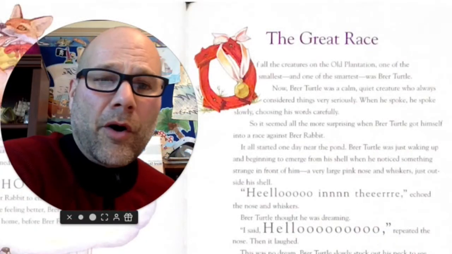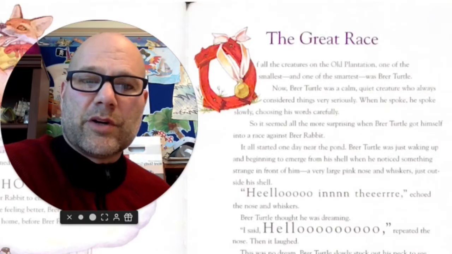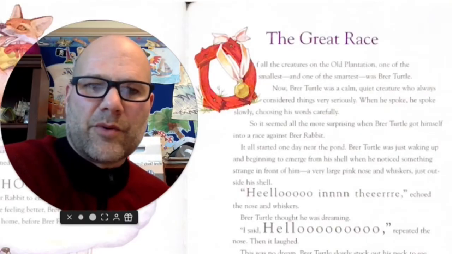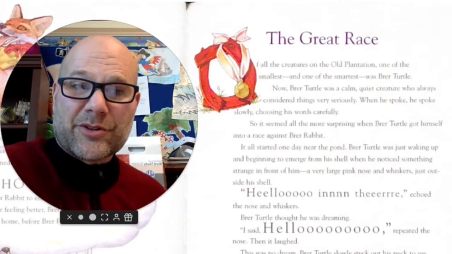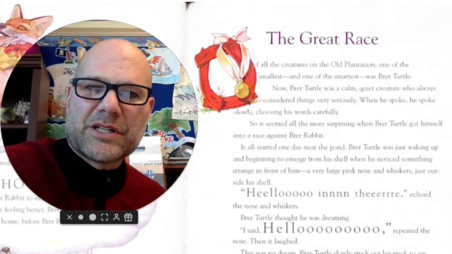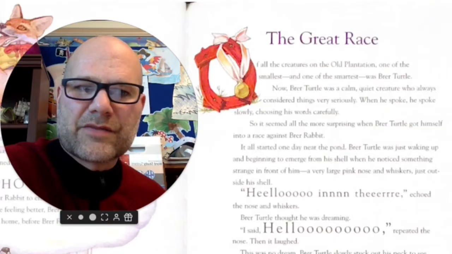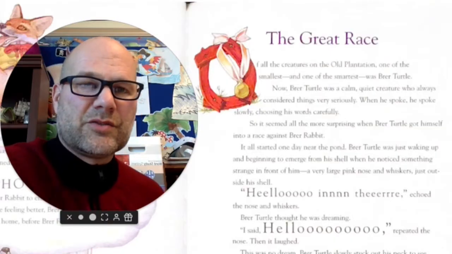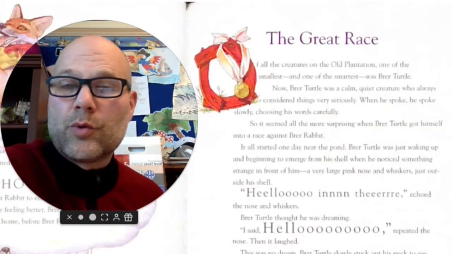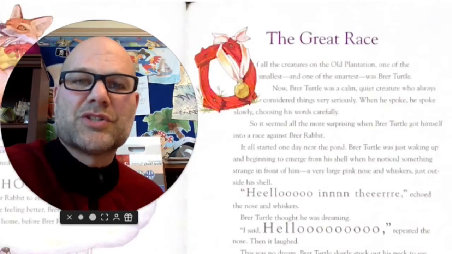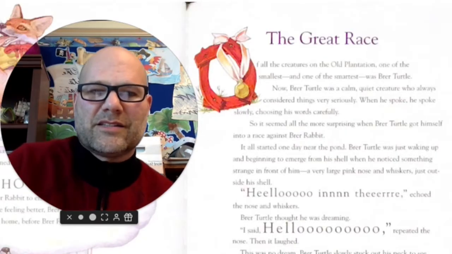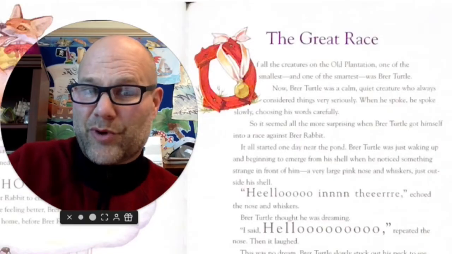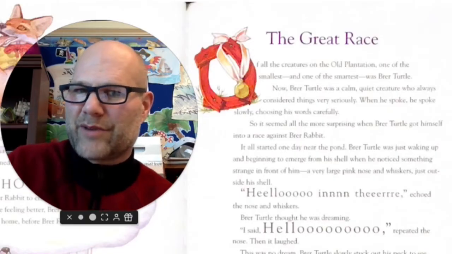Of all the creatures on the old plantation, one of the smallest and one of the smartest was Brer Turtle. Now, Brer Turtle was a calm, quiet creature who always considered things very seriously. When he spoke, he spoke slowly, choosing his words carefully. So it seemed all the more surprising when Brer Turtle got himself into a race against Brer Rabbit.